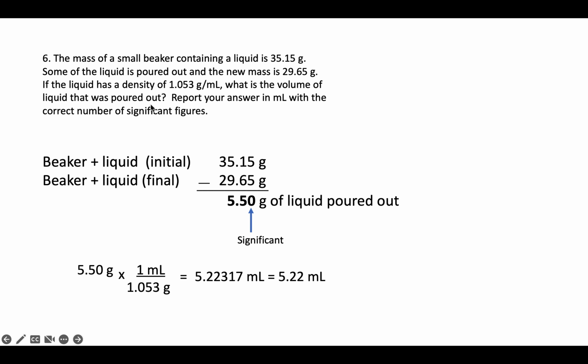It says that it has a density of 1.053 grams per mL. The sample we used was 5.50 grams. I could use my density to convert, figure out what the volume would be, and then report that to 3 significant figures because the measured value here gave me 3 significant figures.